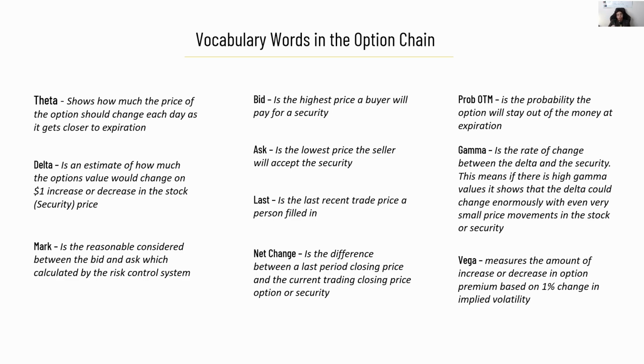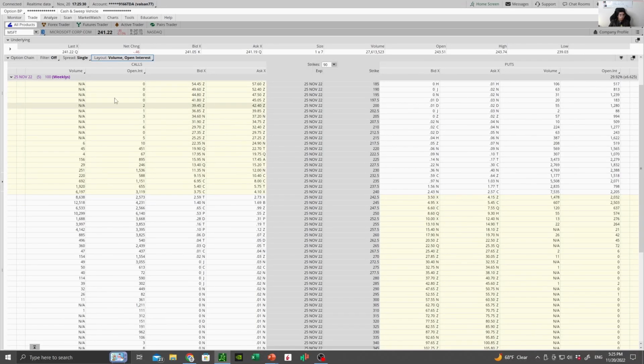Now delta is very important. It's an estimate of how much the option value would change based on a $1 increase or $1 decrease in the stock. So what does that mean? Well, if we look at the option chain, let me show you.